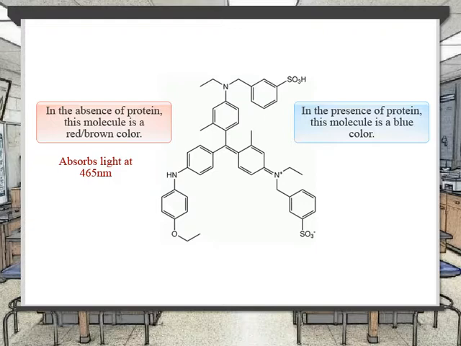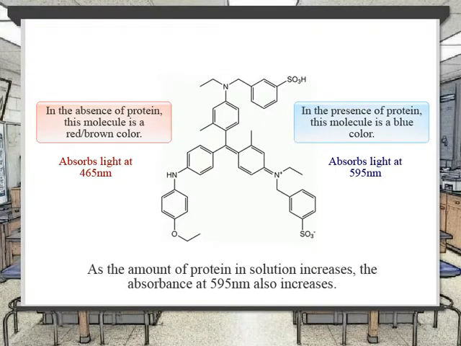It tends to absorb light at 465 nanometers. In the presence of protein, this molecule becomes blue in color, and it absorbs light at 595 nanometers. So as the amount of protein in solution increases, the absorbance at 595 nanometers also increases.